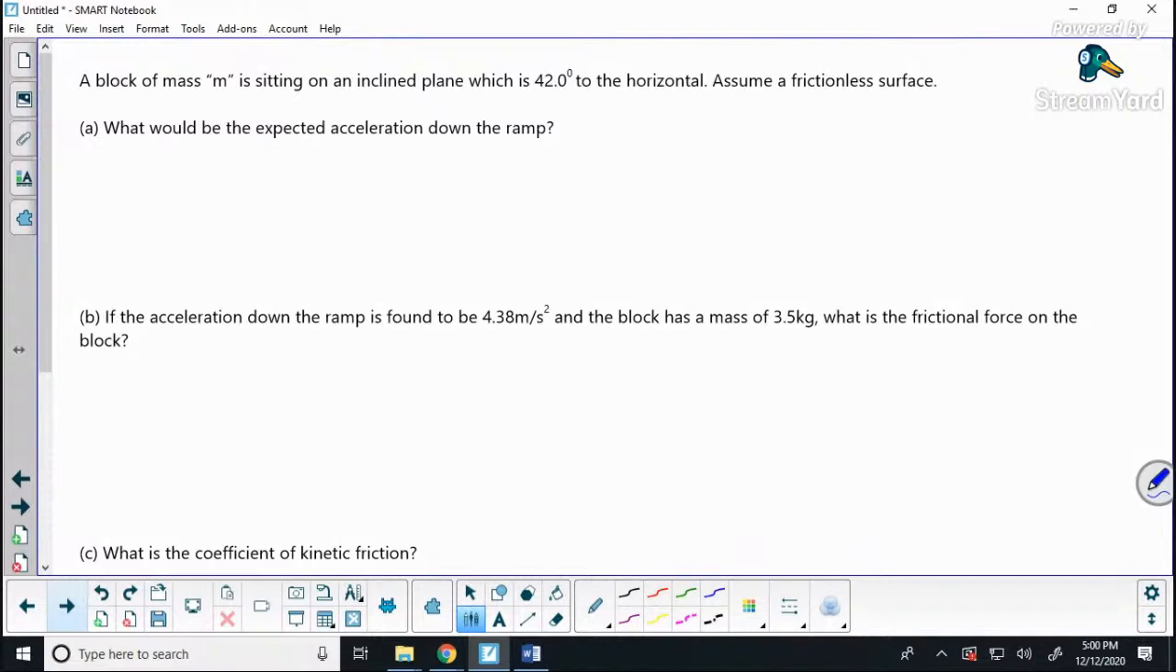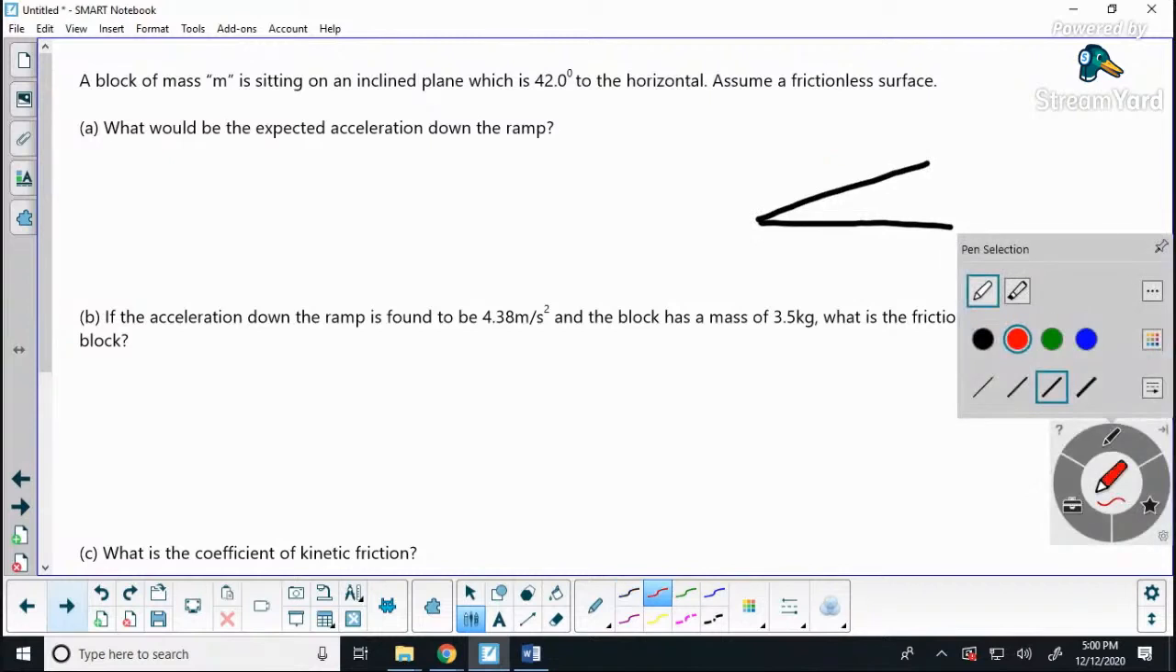It says a block of mass m is sitting on an inclined plane, which is 42 degrees to the horizontal. Assume a frictionless surface. So I'm going to draw my inclined plane. I'm going to draw my box. And now I'm going to start inserting forces. So the first one, again, is going to be my force of gravity. I'm going to have a force normal. I'm going to have that force of gravity or force normal in the y. I'm going to label it as force normal in the y. And my force normal in the x.